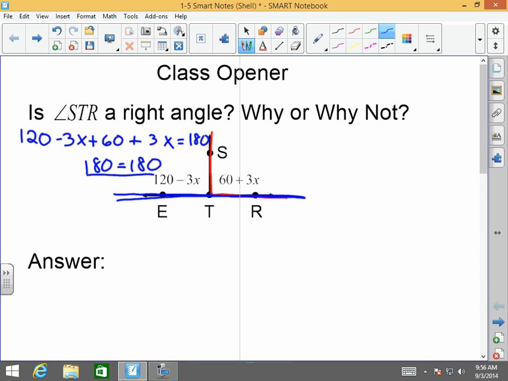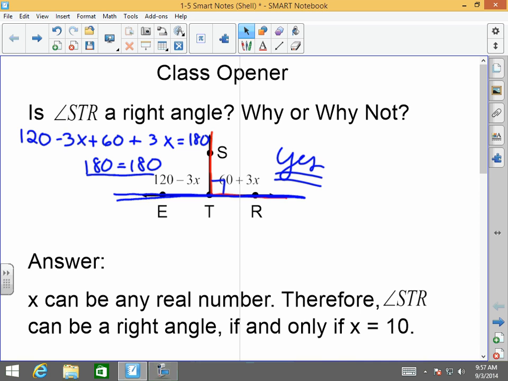Since x can be any real number, both sides are going to be equal. So if in total they're 180 and each side is equal, that means 180 divided by 2 has to be 90. So therefore, this is 90, because they're not asking you to solve for x. Why? Because x can be any real number and both sides are going to be equal. And if both sides are equal on a straight angle, then 180 divided by 2 has to be 90 degrees.